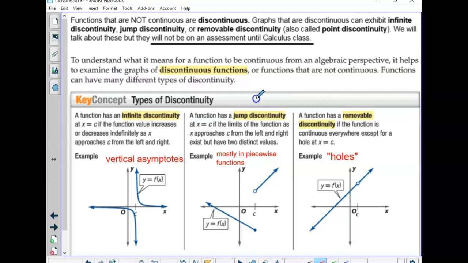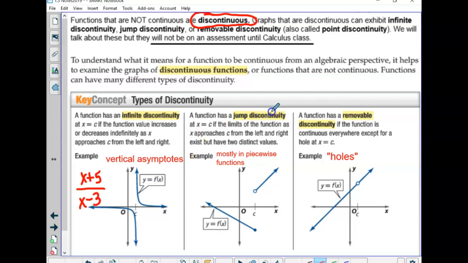If functions are not continuous, then they are discontinuous, and there's 3 different ways they can be discontinuous. They can have an infinite discontinuity, it's called, which would be like a vertical asymptote somewhere. So an example of that might be (x + 5) over (x - 3). It can't be 3, so it has a vertical asymptote. Remember things like that?